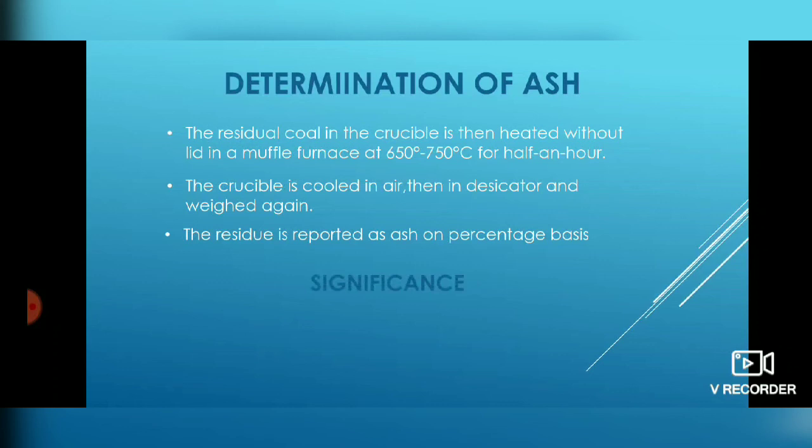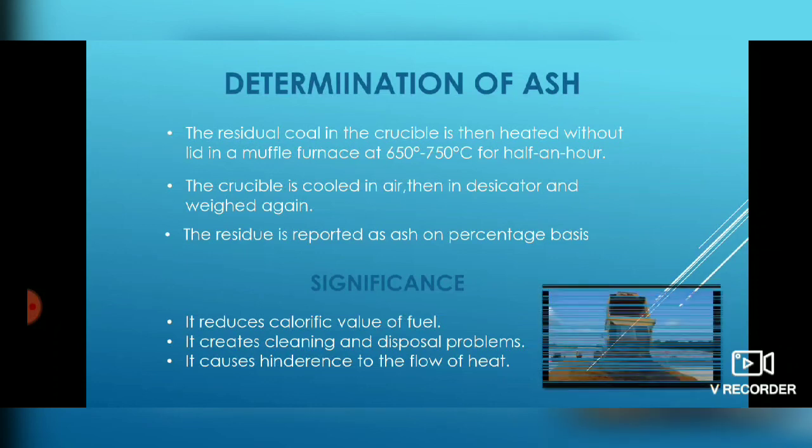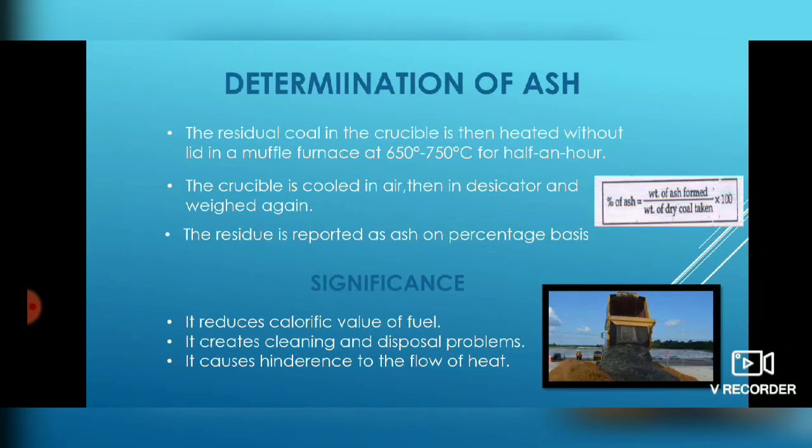Now, the significance of determining the percentage of ash present in the coal is that it reduces the calorific value of the fuel, it creates cleaning and disposal problems, and it causes hindrance to the flow of heat of the coal. And this is the formula for percentage of ash, that is weight of ash formed upon weight of dry coal taken, into 100. Moving to the next slide.